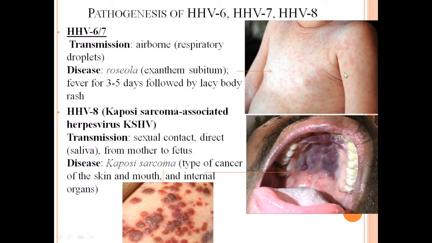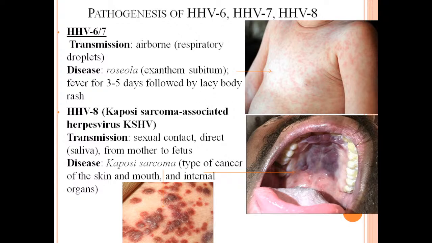It is characterized by fever during 3-5 days, followed by a lacy body rash. Lacy body rash. If you don't know what lacy is, it resembles lace. So, translator, look for what it is. A lacy body rash is characteristic of roseola.